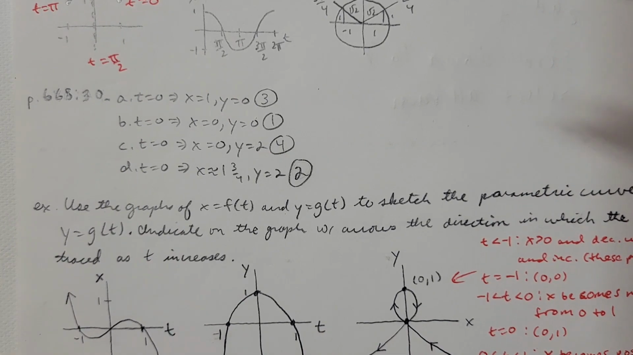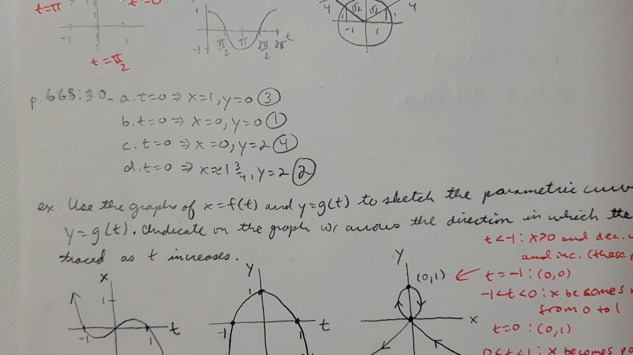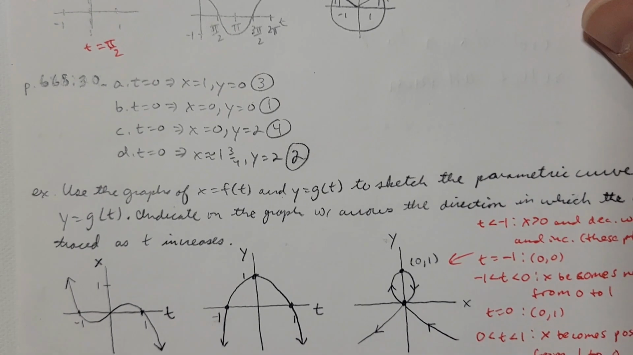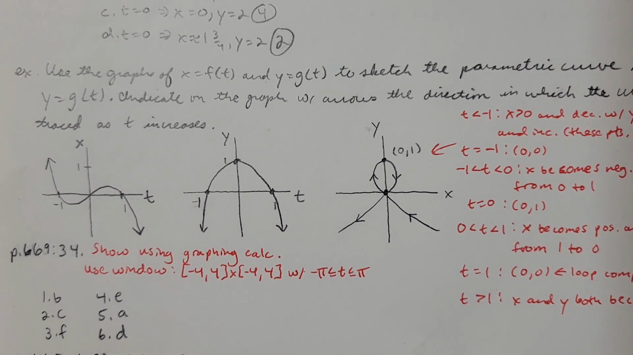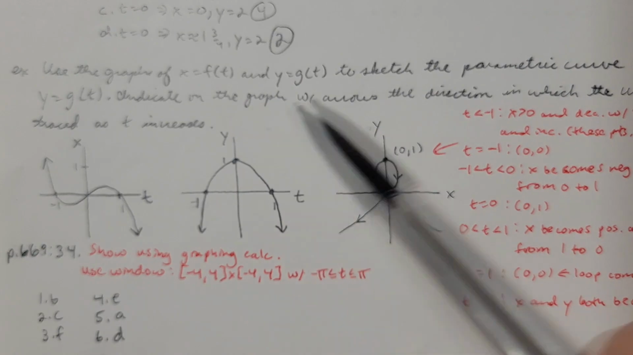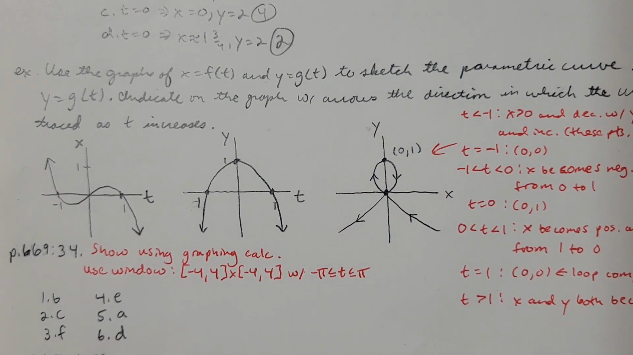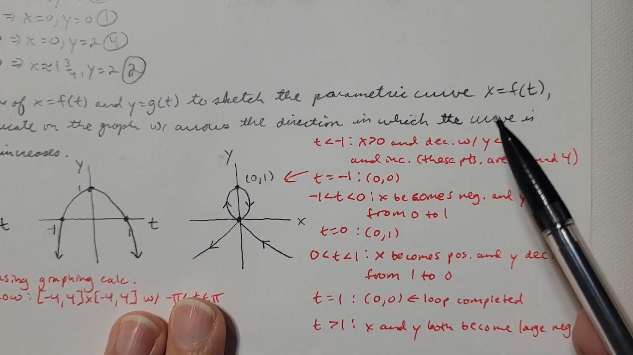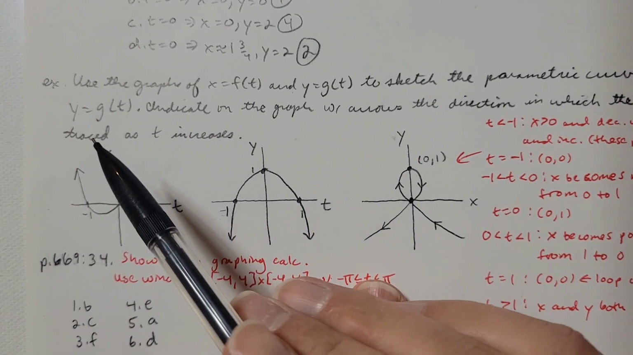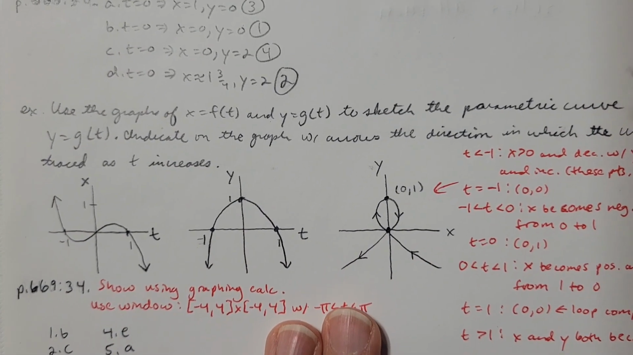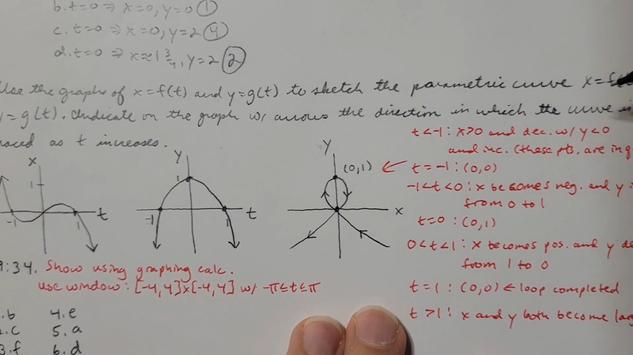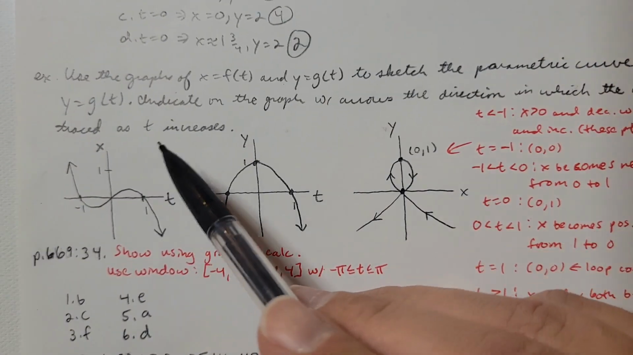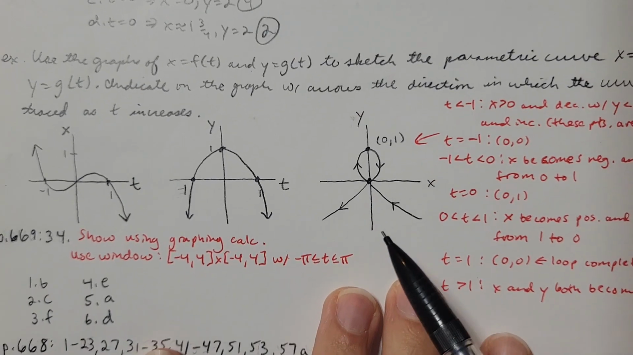So that's just a matching problem, which is a problem in the book. Let's try another problem here. They want us to use the graphs of the parametric equations x equal f of t and y equal g of t to sketch the parametric curve. Indicate on the graph with arrows the direction in which the curve is traced as t increases.